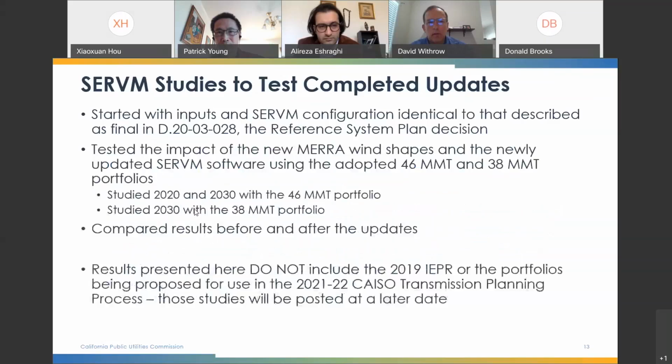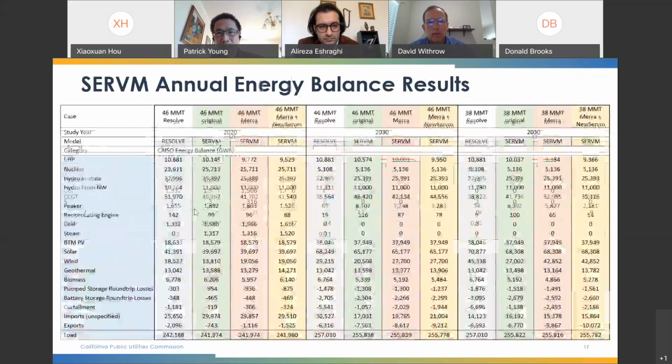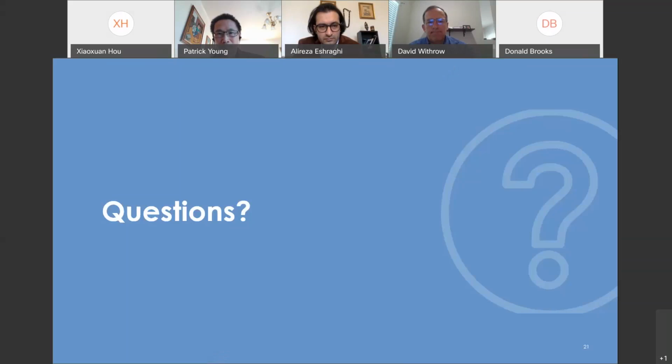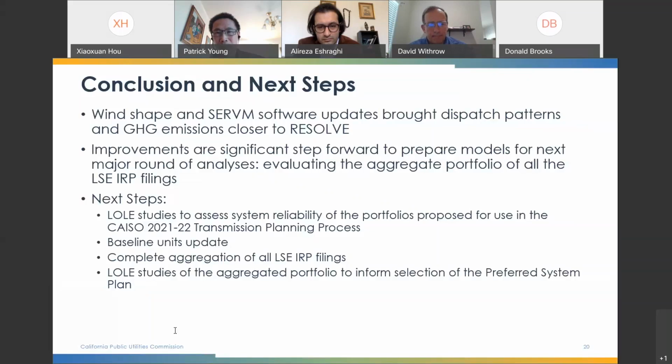If we end up in a place where Resolve is used to make determinations about the composition of the preferred system plan, we can see your point, but I would actually direct you back to Donald's comments before mine, where he basically stated that this represents an improvement in alignment between the two models. And so we're actually in a better place than we were before.